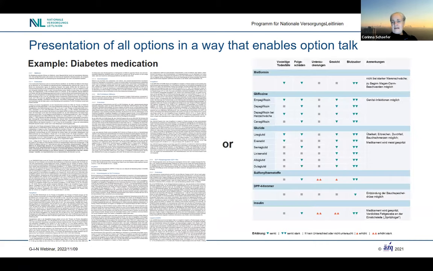And you can also present it in a way like that, which is very simple. Sorry, it is in German, but we have German guidelines. You see here all the medications that there are. You see here mortality. Here are follow-up consequences on diabetes-related events, hypoglycemia, effect on weight and HbA1c.